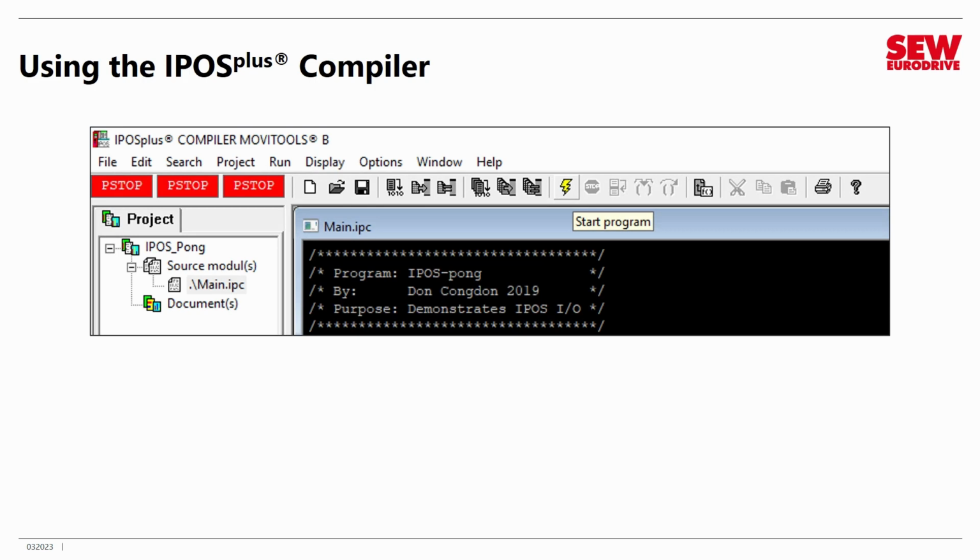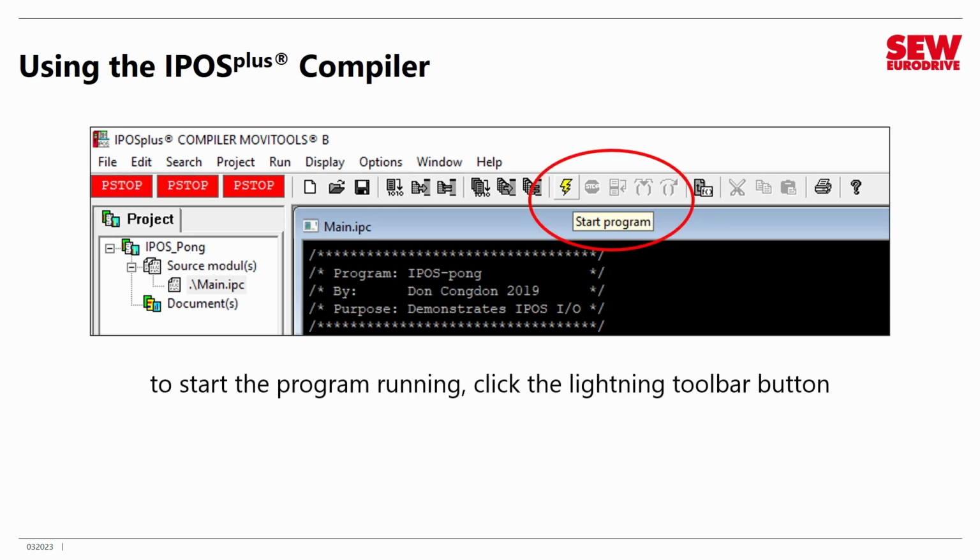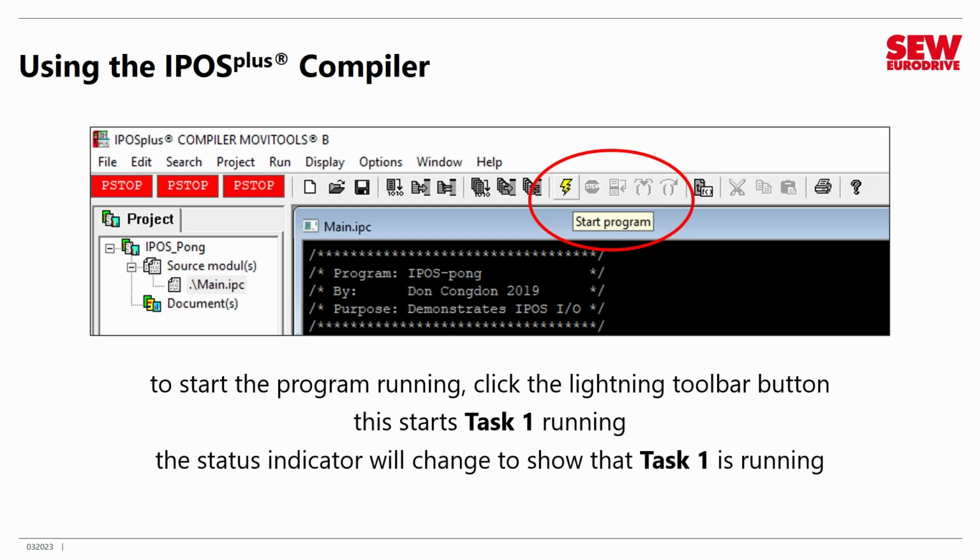Now, once you're ready to go, click the lightning bolt, and that will fire up task number 1. As soon as that happens, task 1 will start running, and the status indicator will change to show that task 1 is running. It'll change green like this. It'll say start, and that means you're good to go. And if the program later starts the other 2 tasks, they'll change too.